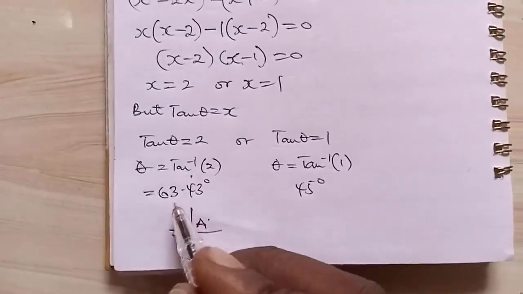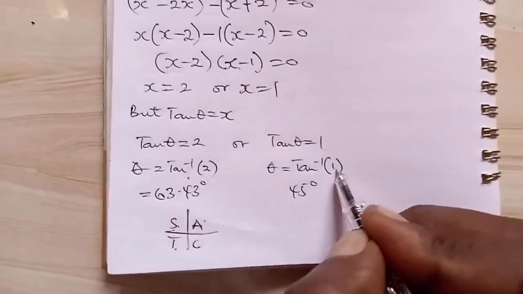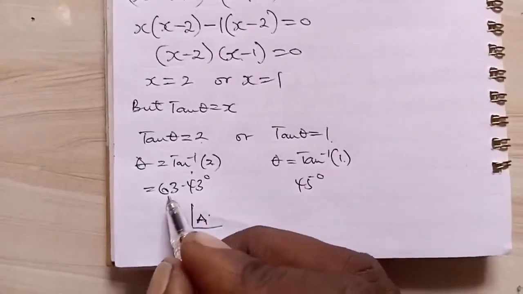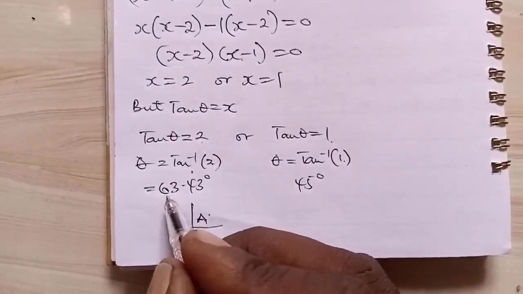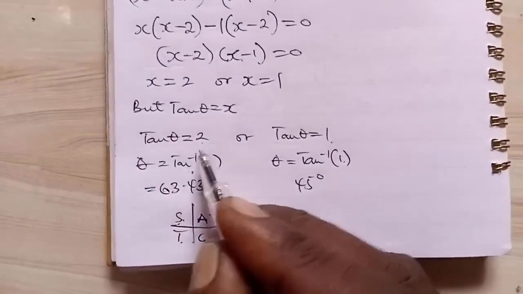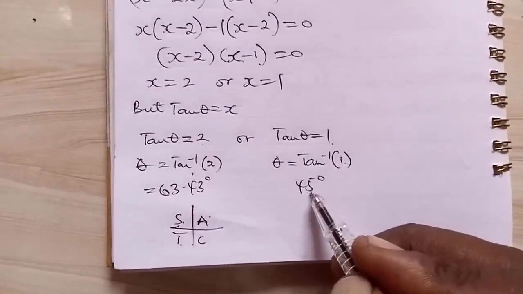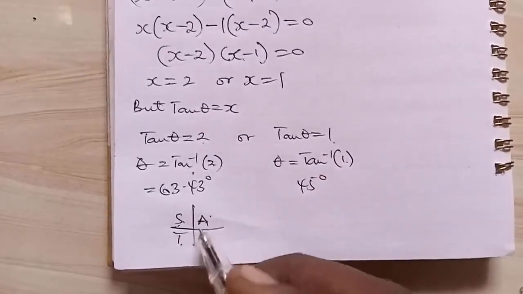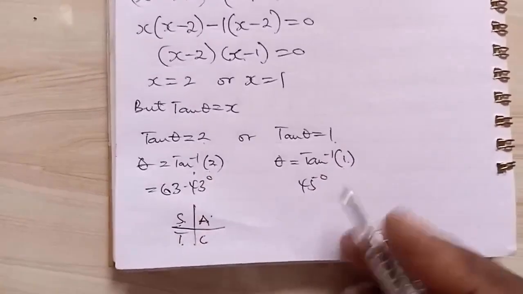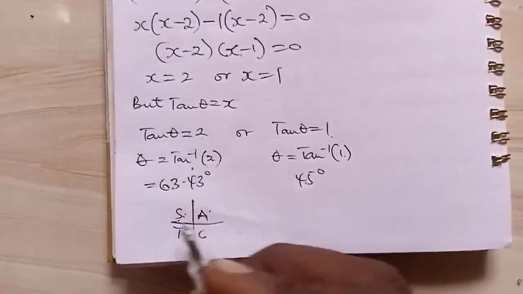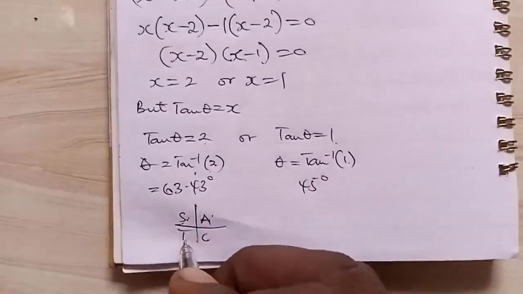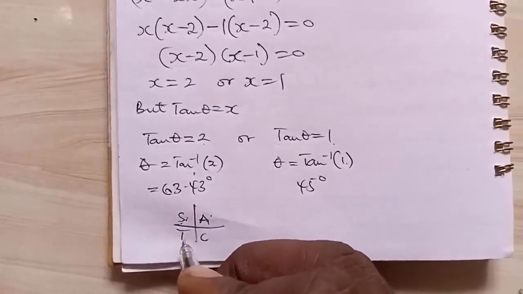So we're now looking for the value of theta that will give us 2 or 1. If we press tan 63.43, it will give us 2. If we press tan 45, it will give us 1. So which other area in the circle will also give us either 2 or 1? If we press sine here, it will not give us 1, because this is the only place where it is positive.